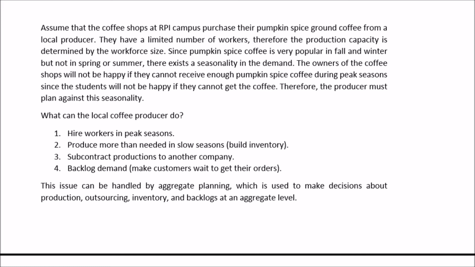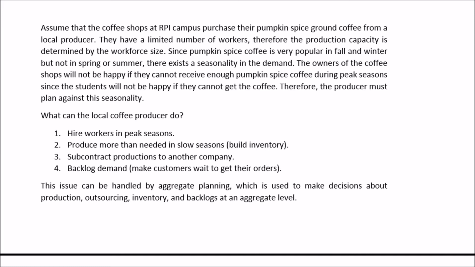So the owners of the coffee shops will not be very happy if they cannot receive enough pumpkin spice coffee during peak seasons, because in this case the students will not be able to find pumpkin spice coffee on campus, so they are not going to be happy either, and this is not good. So the local producer doesn't want this to be the case, and they need to plan against this seasonality.